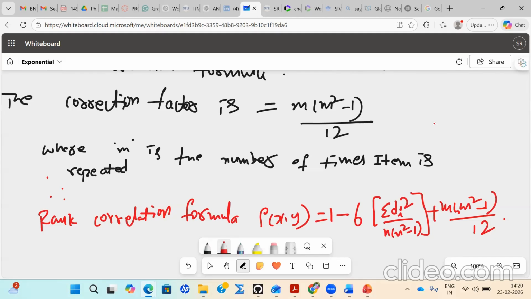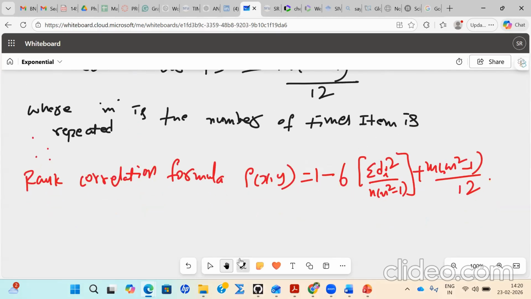Sigma di square, where di is xi minus yi, the same, because we already know di is the deviation, the difference between the ranks. You can take it vice versa also, because anyway we have to calculate the deviation square, di square. So if you take yi minus xi or xi minus yi, you will get the same.